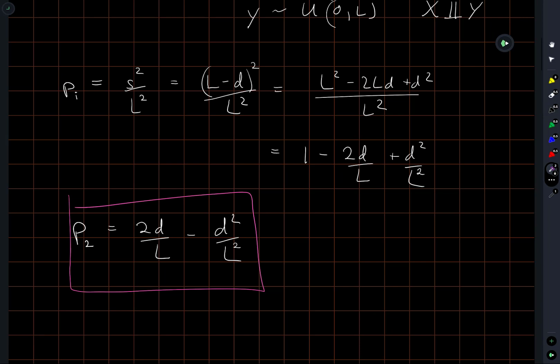You know, I wouldn't have guessed what this expression was at the outset of this problem, but there you go.